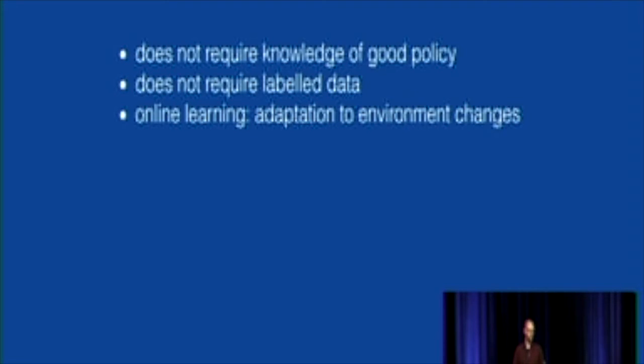Another advantage is online learning, and that means that it adapts to changes in the environment. If you take the pendulum example, it could happen that if you balance this for a long time, then the actuators don't work so well anymore, so you have to change your policy. With reinforcement learning, you adapt automatically to this changing environment, whereas with supervised learning, you would have to retrain your system, basically. So that's another big advantage of reinforcement learning, that you can do online learning.